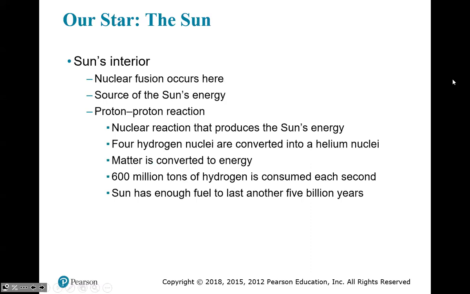And in the center of the core is where nuclear fusion occurs, and this is the source of the sun's energy. This is done via what's known as the proton-proton chain, by which 4 hydrogen nuclei, protons, combine to form 1 helium nucleus. In the process, some of the mass of those nuclei is converted into energy. 600 million tons of hydrogen gets consumed each second, and the sun has enough fuel to last another 5 billion years or so.